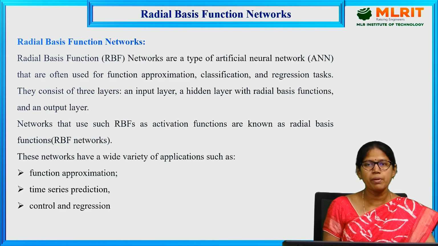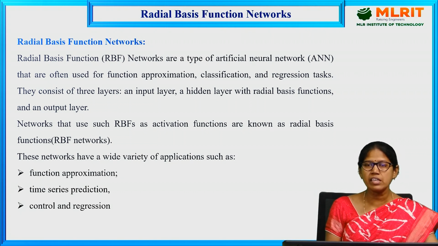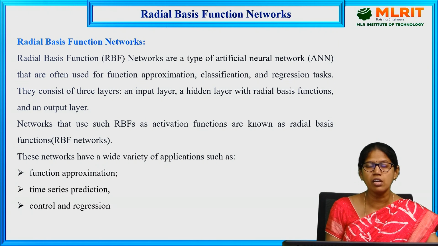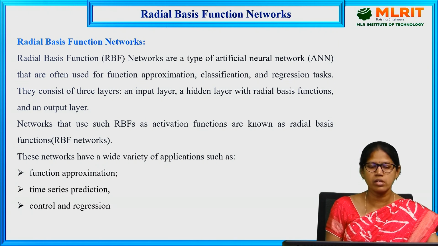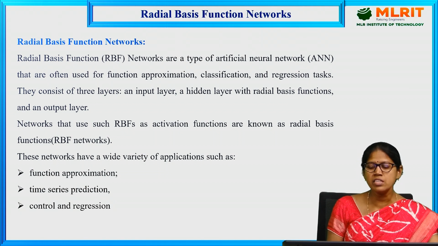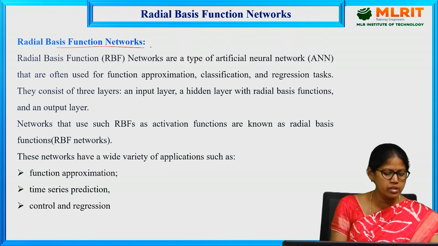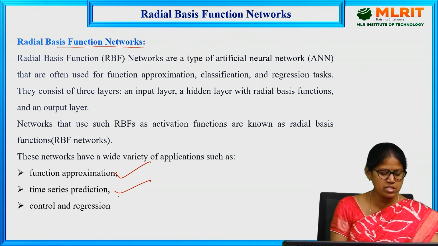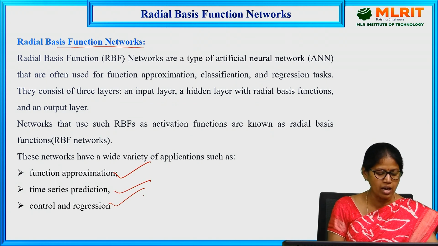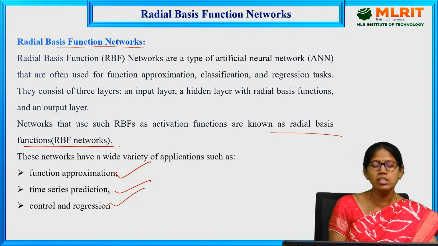Let's see the introduction part of a radial basis function network. Whichever network uses the radial basis function, that network is called the radial basis function network. It consists of three layers: the input layer, the hidden layer, which consists of radial basis functions, and the output layer. Basically, this network is used in function approximation, time series prediction, regression tasks, and also control.